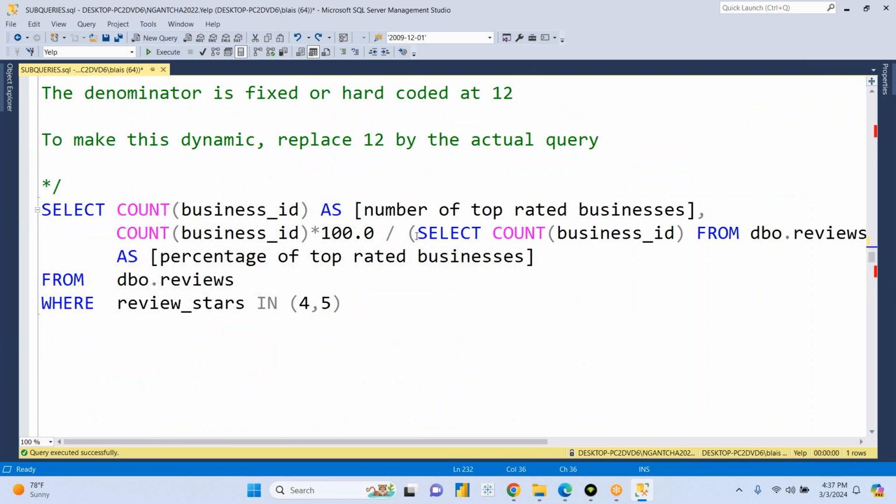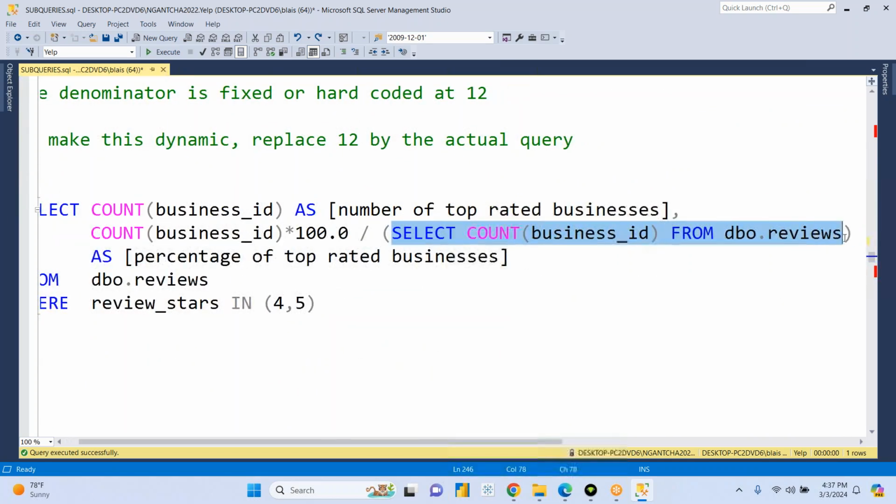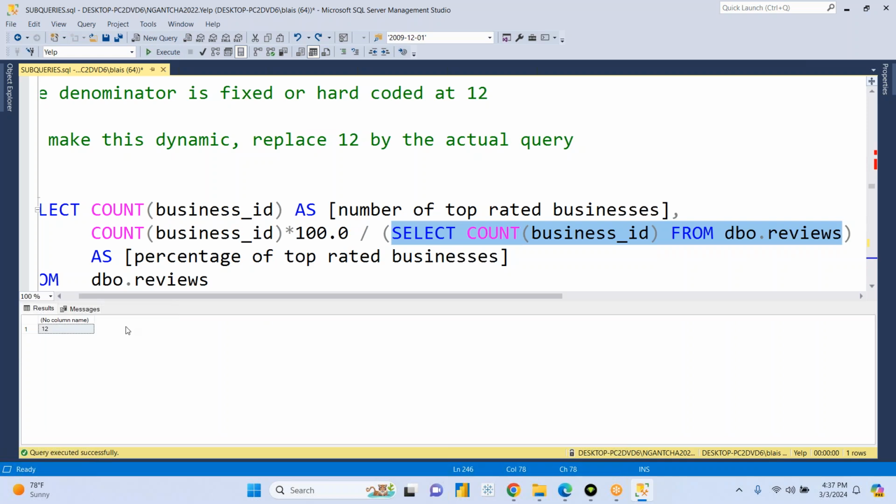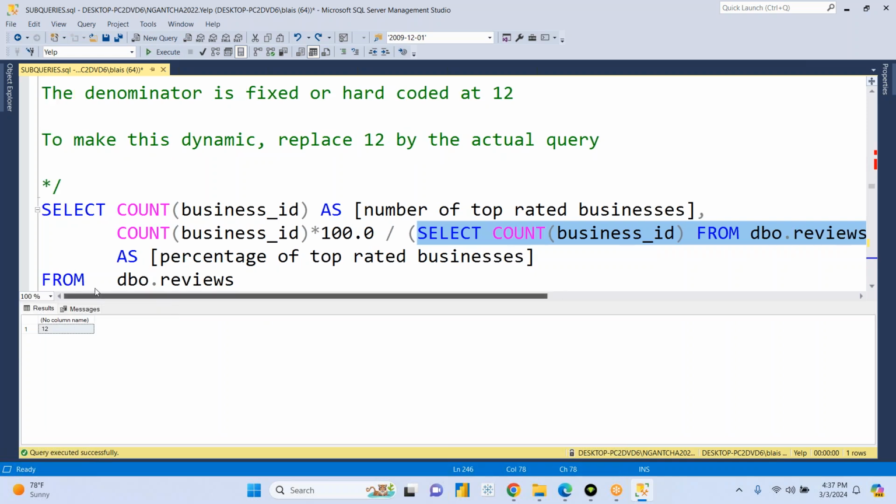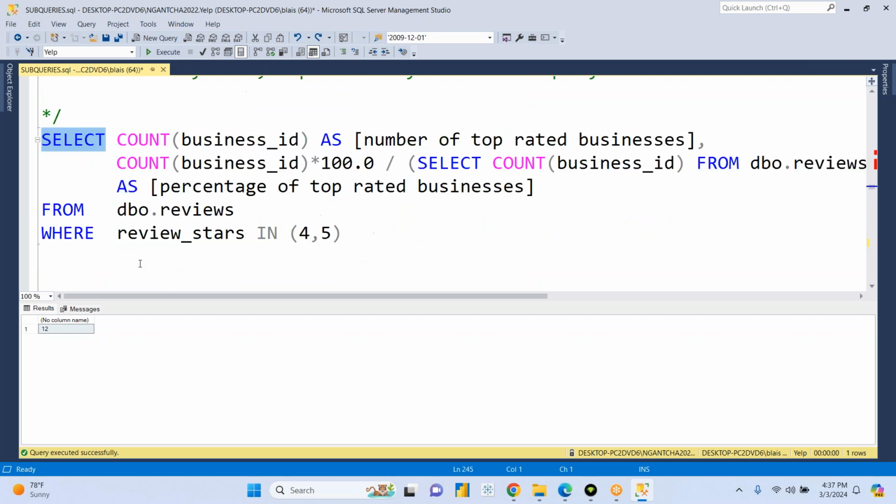And how do you code that? You must run a separate query which has no condition, so that we consider all the 12 businesses that were reviewed, and this is what you get. So this is an example of a subquery on the select clause. Remember, I promised you 3 ways of presenting a subquery. We've done the first one today.